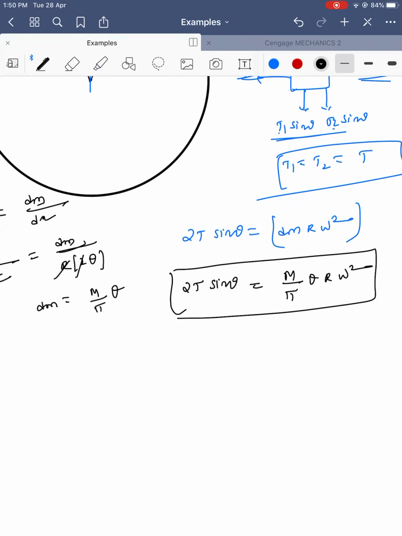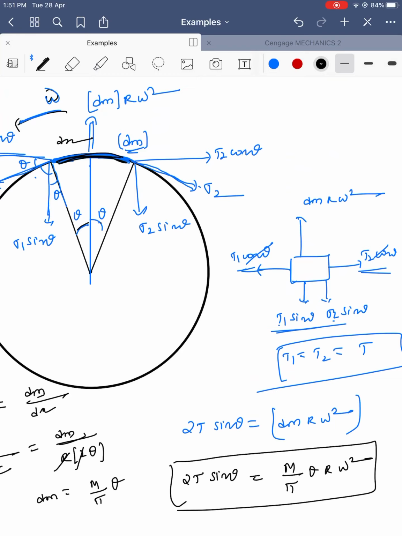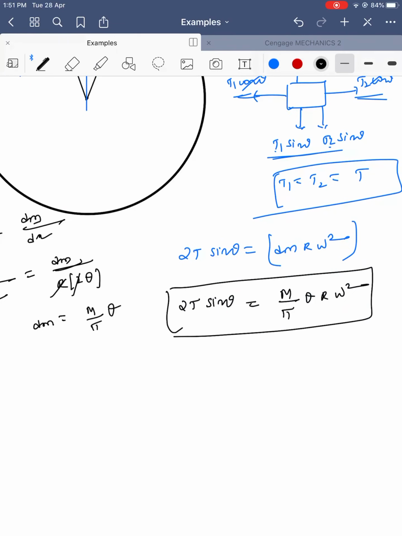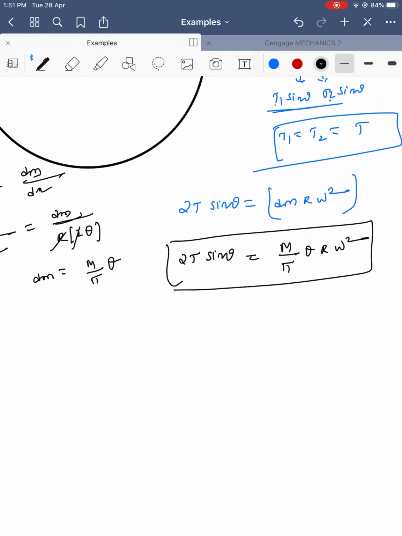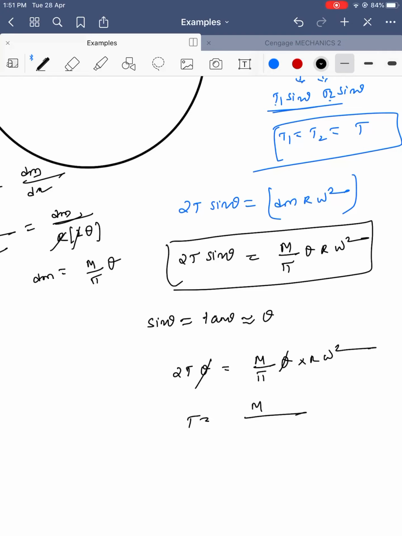Now, sir, how much will be the angle here? Theta. This is a very, very small angle. For small values of theta, sin theta is approximately equal to tan theta, which is approximately equal to theta. So I can write 2T theta is equal to m by pi theta into r omega square. Theta gets cancelled. T is equal to m by 2 pi times r omega square. So this is the tension.